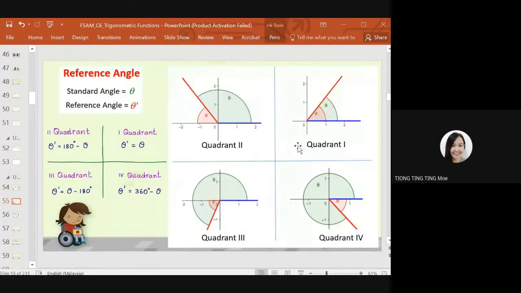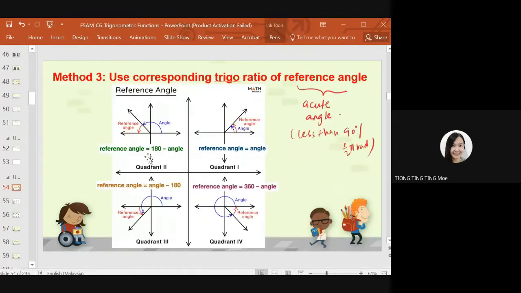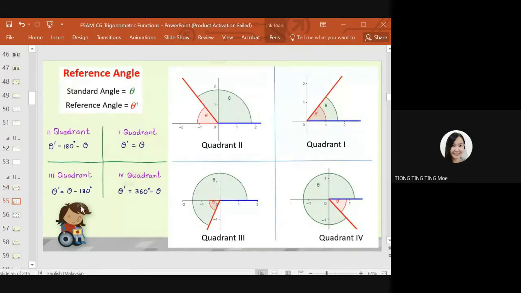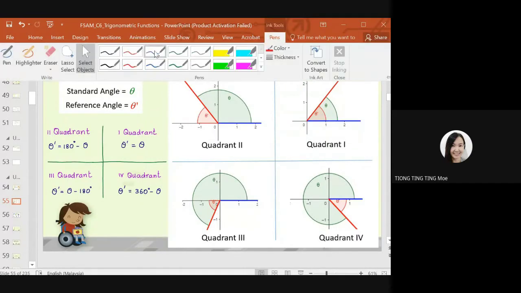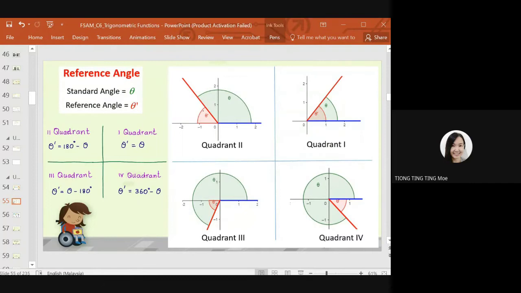So this is the formula that you will see for the reference angle. This one 180, same as the one I showed you just now. But I think there is no need to remember this one. Normally I don't remember this one. What I remember is the location of the acute angle on the Cartesian plane. Then you will know whether you are going to minus the angle or plus the angle.